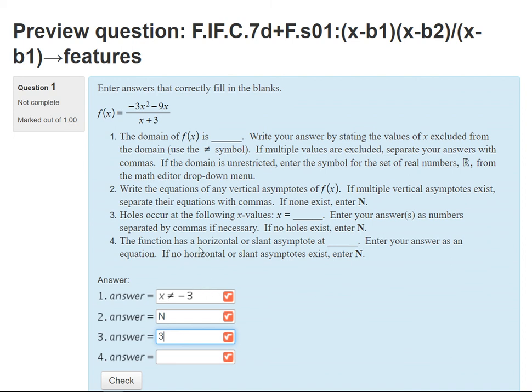Now, the function has a horizontal or a slant asymptote at where? We're supposed to write the equation of the asymptote. If it's a horizontal line, it's just going to say something like y equals 5, for example. But if it's a slant asymptote, we have to actually divide this out and see what we get. Well, in this case, this is a much easier division problem, isn't it?